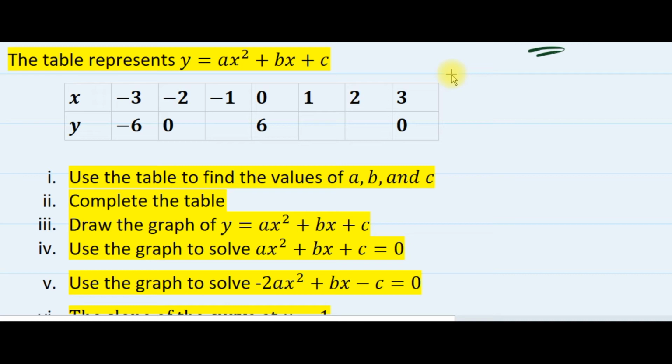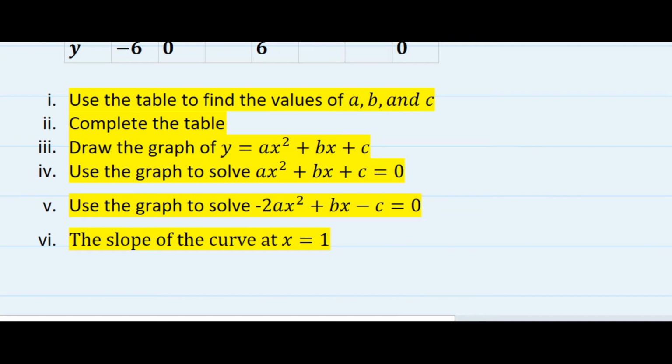y equals ax squared plus bx plus c. We are now asked to use the table to find the values of a, b, and c. Complete the table. Draw the graph of y equals ax squared plus bx plus c. Use the graph to solve ax squared plus bx plus c equals something. Use the graph to solve minus 2ax squared plus bx minus c equal to 0. And finally, find the slope of the curve.